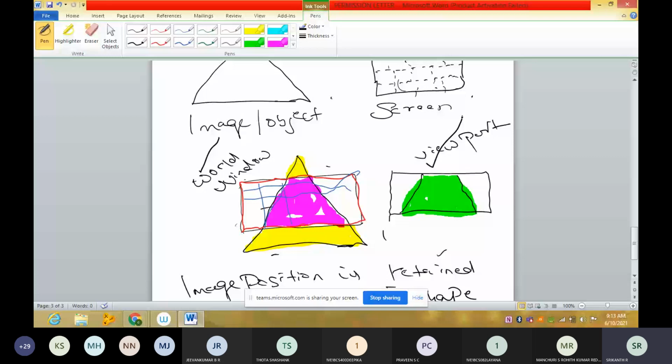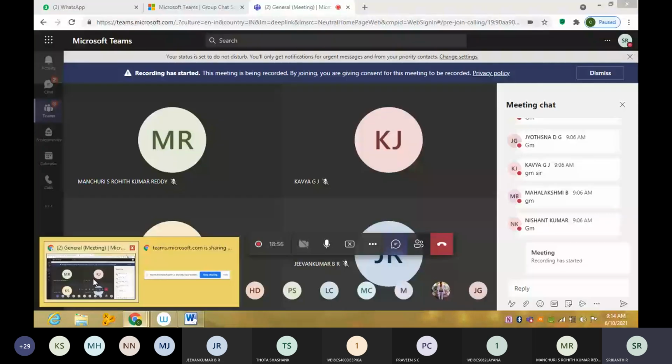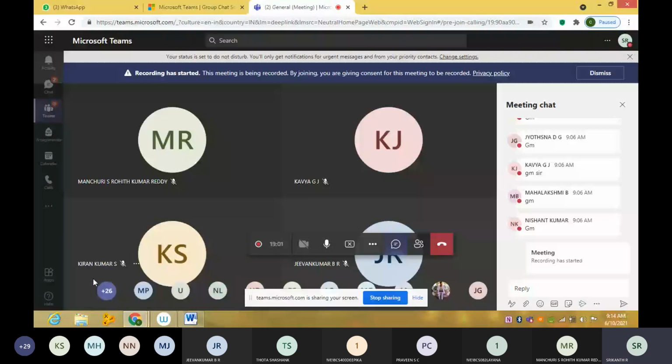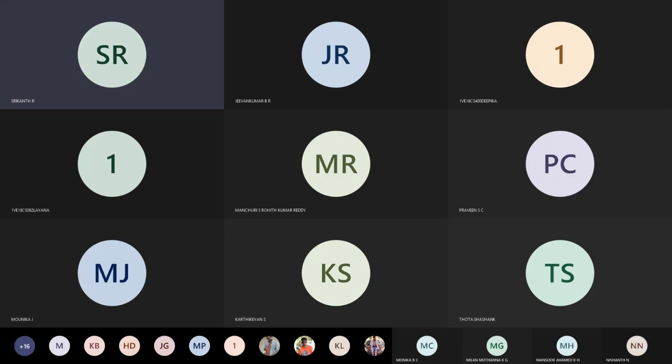Now, one question, guys. I will be assigning color to the geometric object, or to the pixels which are lying inside the screen.